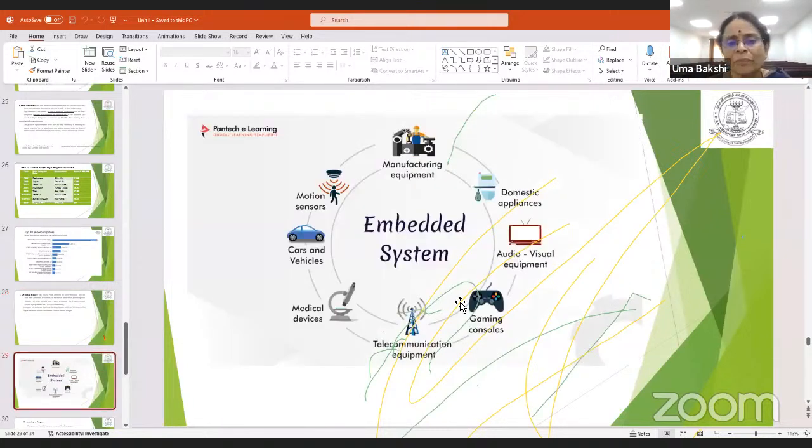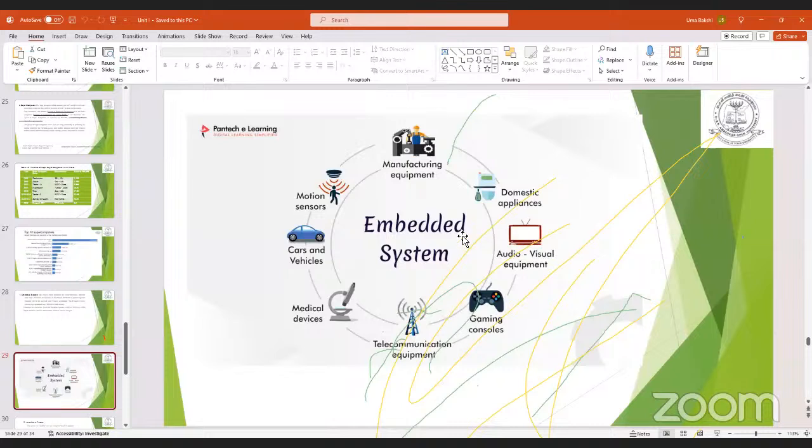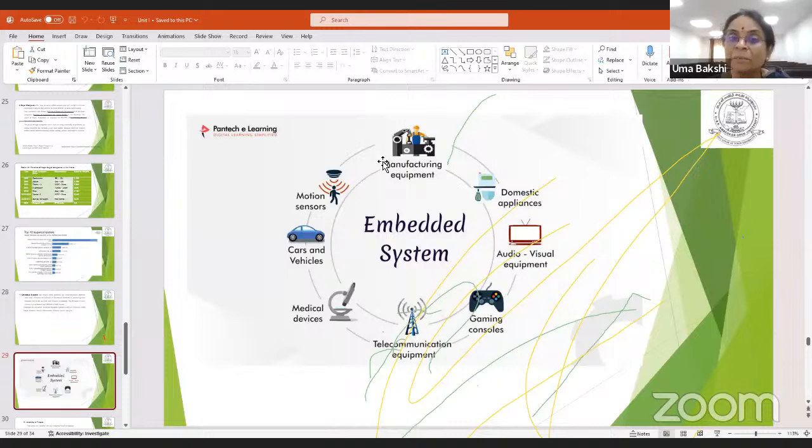Then we have, you can see the embedded systems. Tesla car uses embedded systems, audio, motion sensors, wherever motion sensors are there, medical devices, embedded systems they use, and telecommunication. We are getting 5G signals only because of the embedded systems, gaming consoles, audio visuals, then manufacturing equipment. These are all parts of embedded systems.